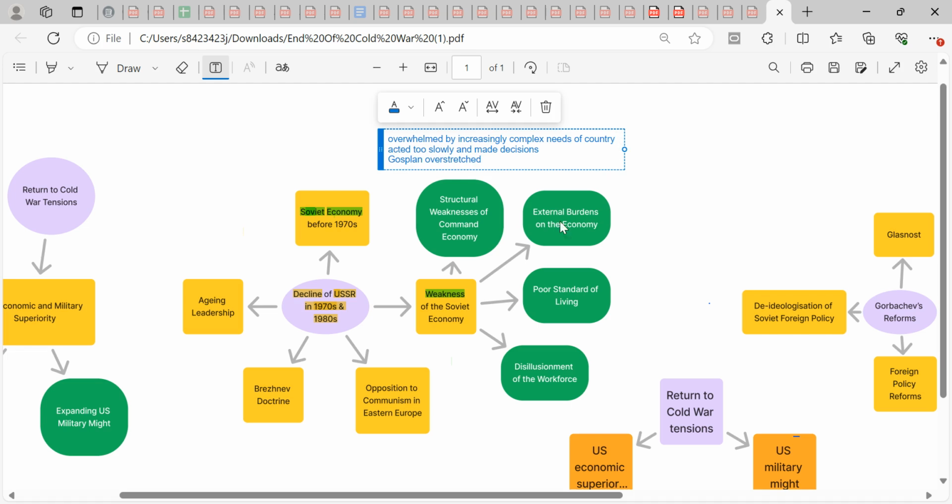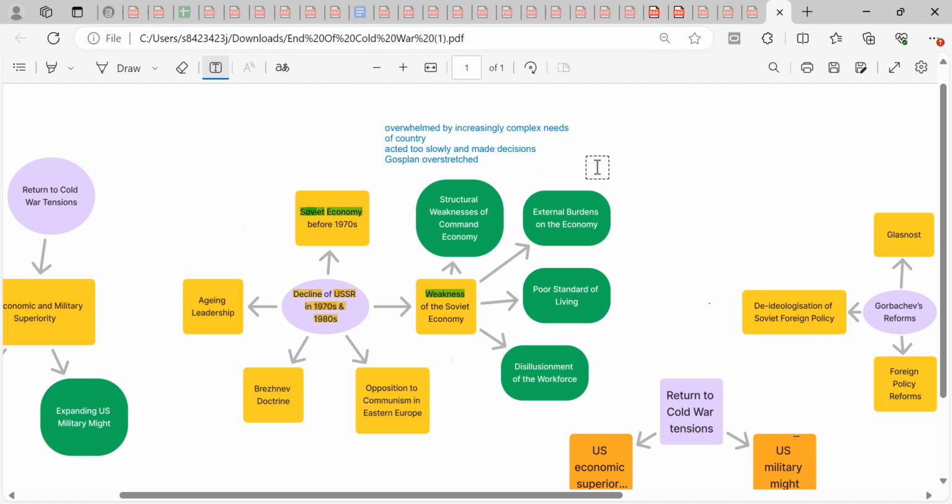Right, so that settles the structural weaknesses of the command economy, and you can try and understand how this would cause the command economy to find it hard to make very dynamic decisions, right? So next up, the external burdens of the economy.